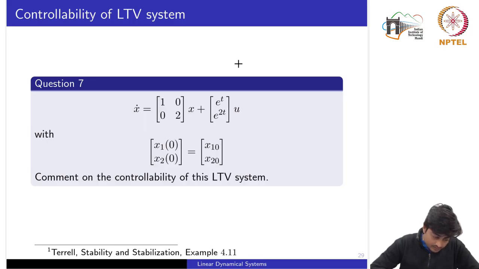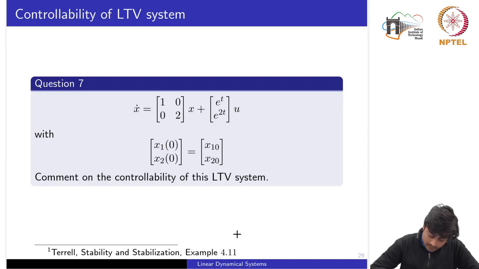Now this is the last problem where we discuss the controllability of the LTV system. Here we have taken A as a constant matrix, but B is a time varying matrix, and this problem is taken from another book which is not mentioned in the references, but you can also take a look at it, the book by William Terrell, Stability and Stabilization, and we have taken this example 4.11.